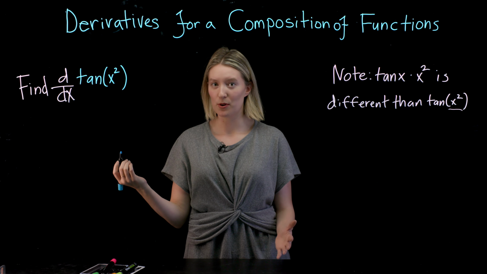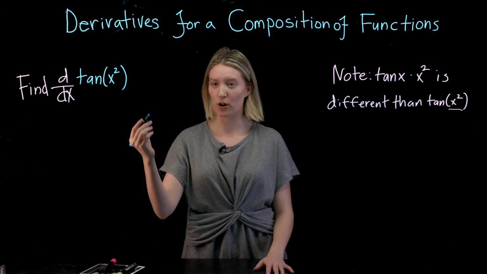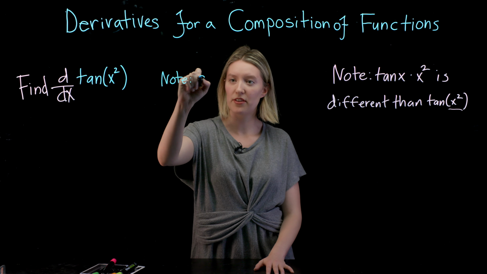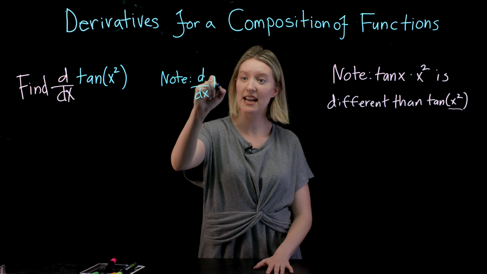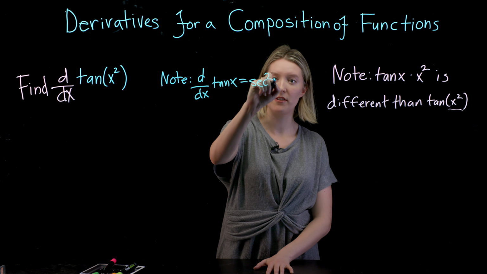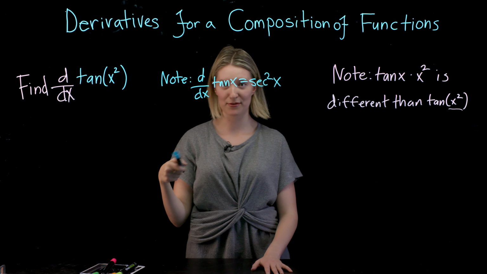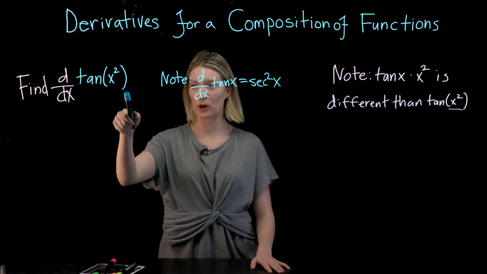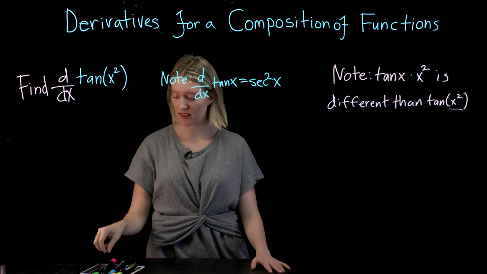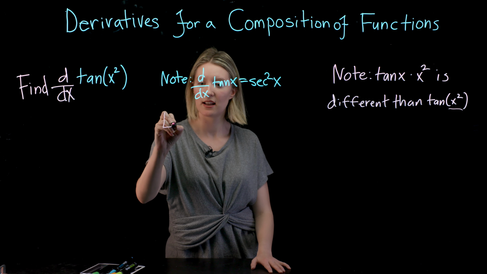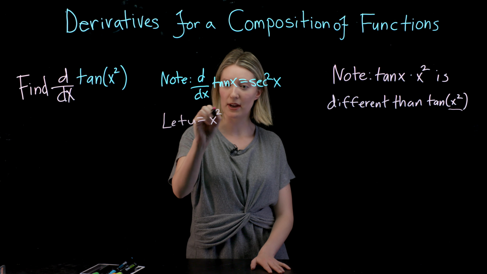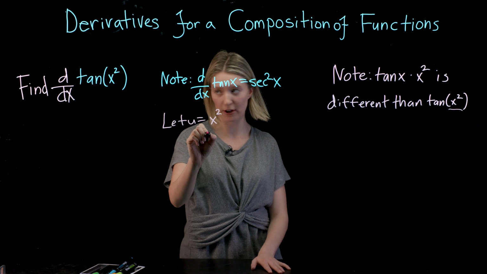So now that I know I have a composition of two functions, I have to ask myself, what are these functions and what are the derivatives that I know? So at this point, I know that the derivative of tangent of x is equal to secant squared of x. But in this case, I have a slight difference. I have a composition of x squared within the tangent function. And so what I can do is rewrite this where I'll say, let u equal x squared.